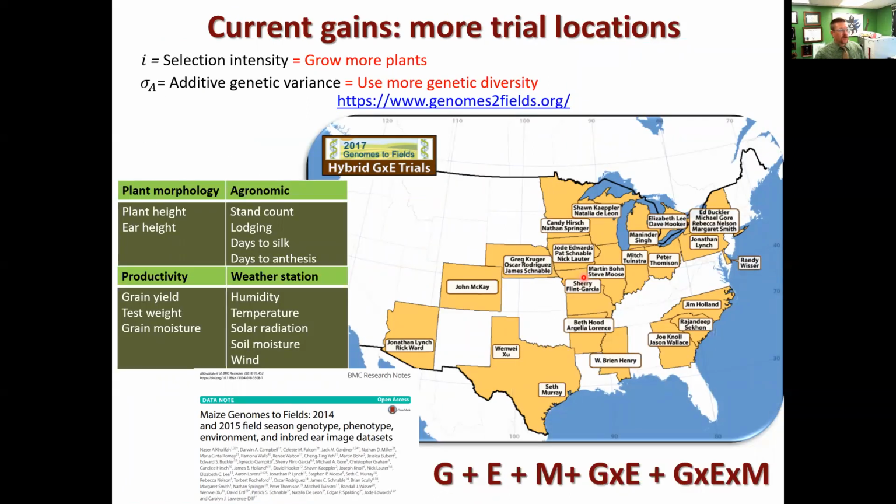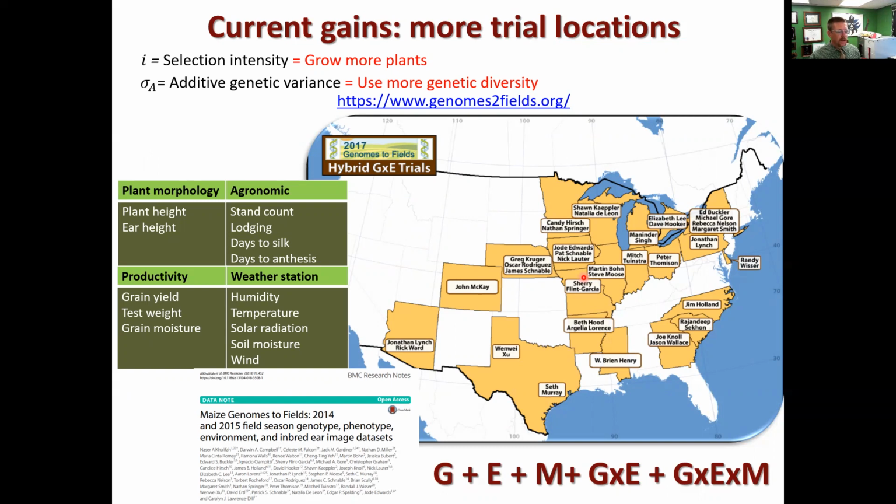So another way we can address this issue is by doing more trialing, right? We want to get at genetics by environment, by management interactions, and then each of those individual main effects. And so I'm going to talk a little bit about data from the Genomes to Fields project, but this would be something I'd encourage all of you to consider as well, is having these large multi-cooperative trials.